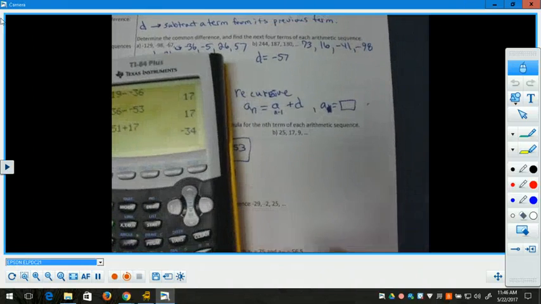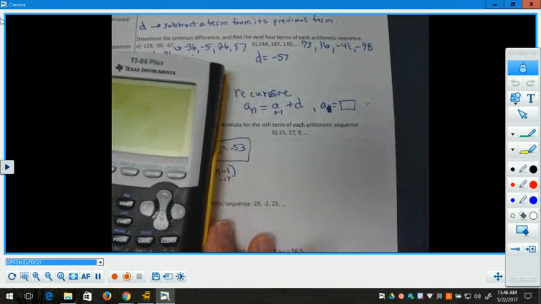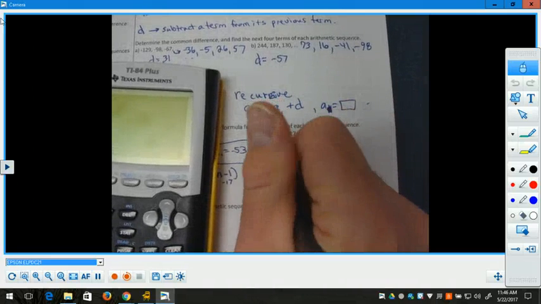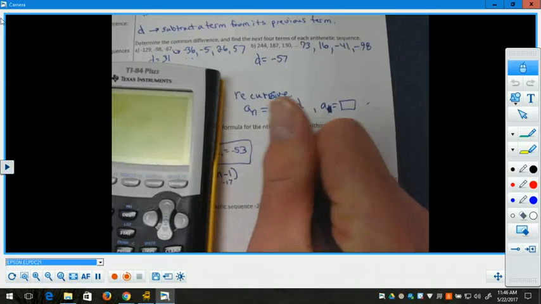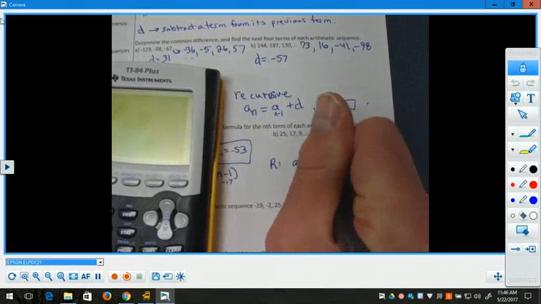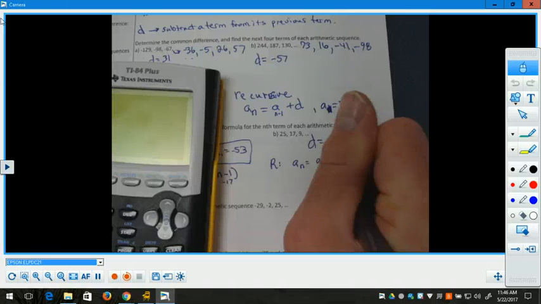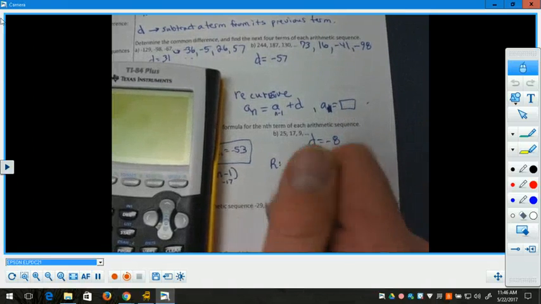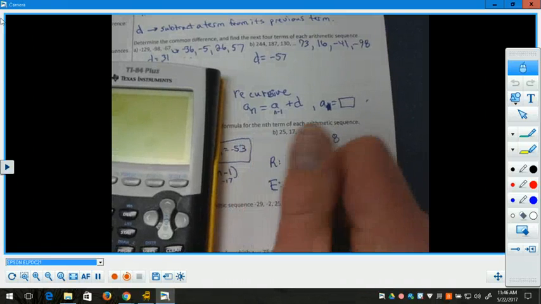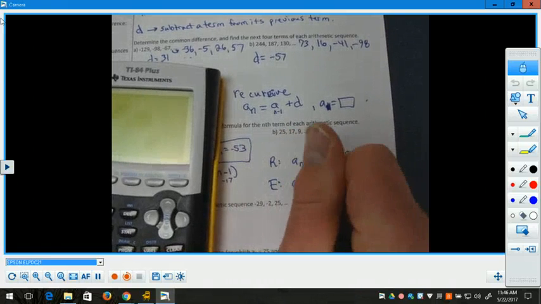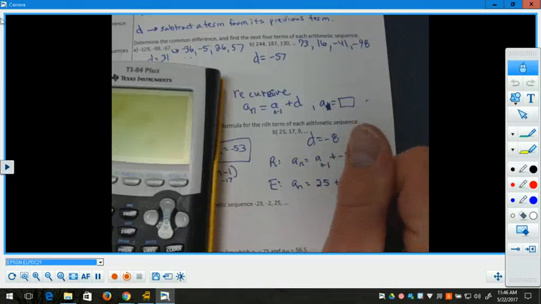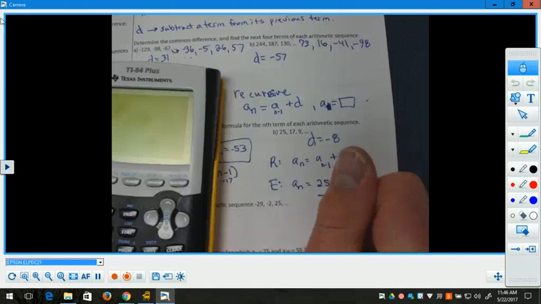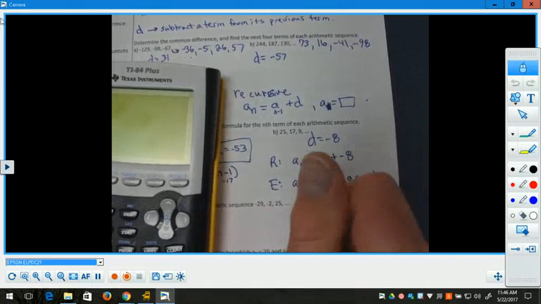Welcome back. If you did this correctly, you should have gotten a d value of negative 8, that your recursive rule would be a sub n equals a sub n minus 1 plus negative 8, or minus 8 if you want, and that your explicit rule was a sub n equals 25 plus negative 8 times n minus 1, which would give you negative 8n plus 33.